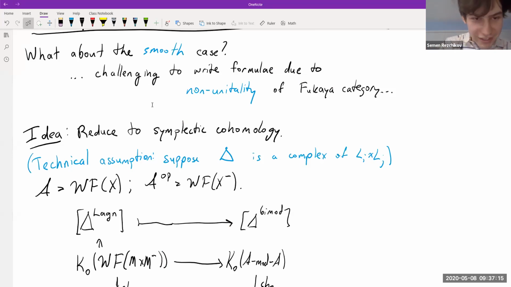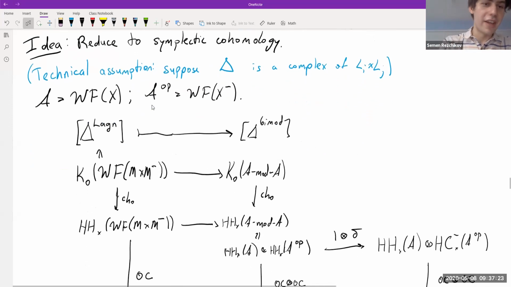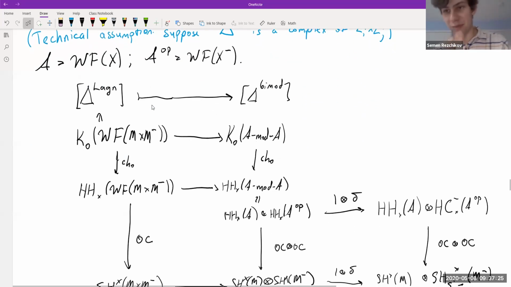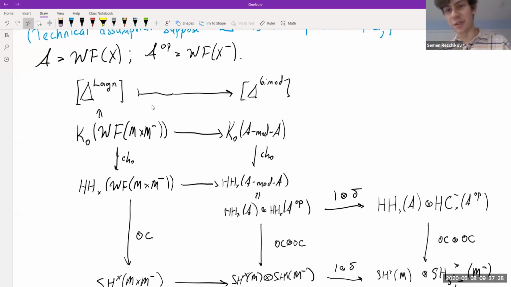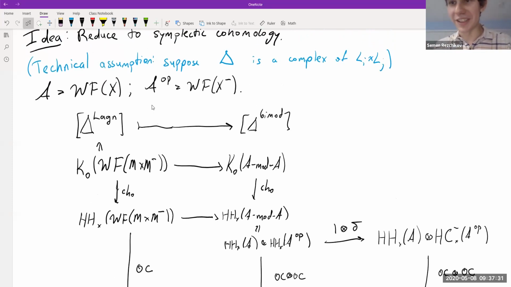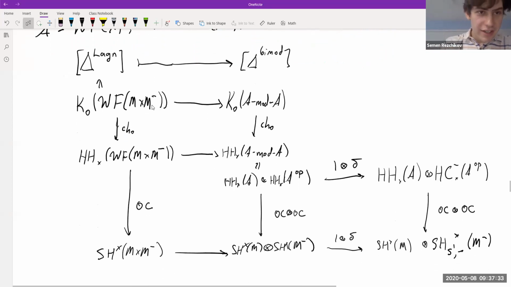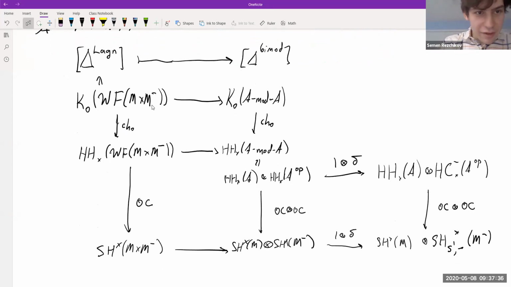All right, so I'm going to make some technical assumption here, which is that the diagonal bimodule is a complex of unit modules. So here's what the reduction looks like. You have A is the wrapped Fukaya category, and A op is the Fukaya category of its opposite. We're going to assume both this assumption and some non-degeneracy condition. Then the diagonal Lagrangian is a class in the K-theory of the Fukaya category of the product, and there's some Künneth map to A-A op bimodules. And this induces a map on K-theory. This also induces a map on Hochschild homology.